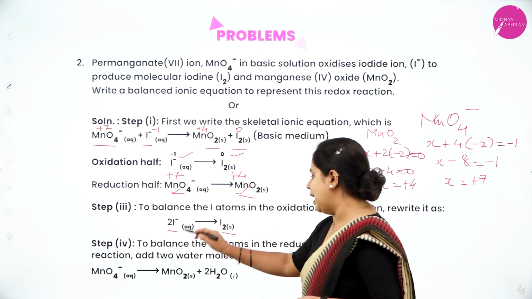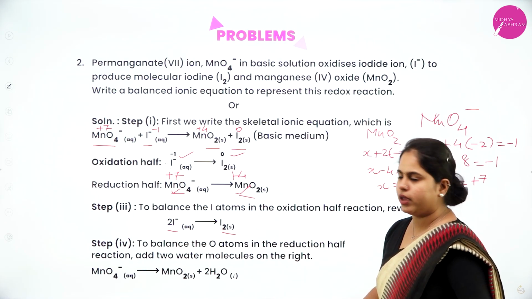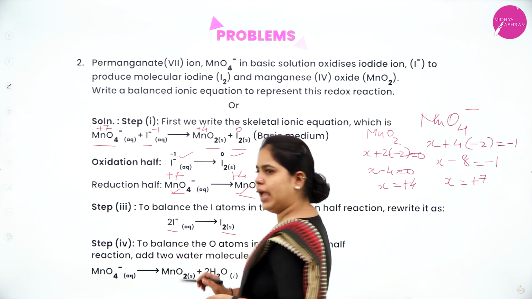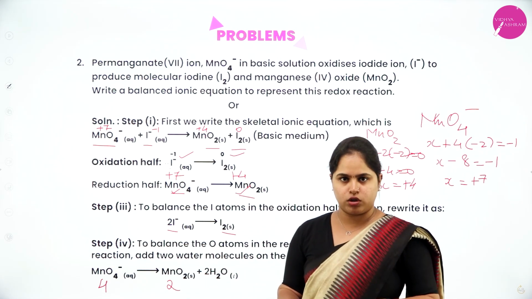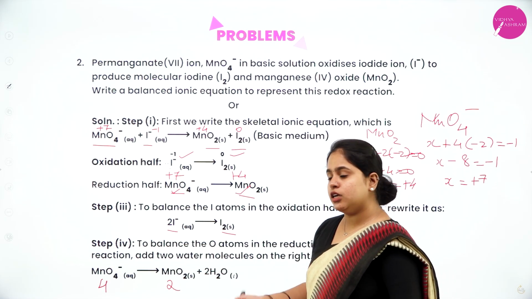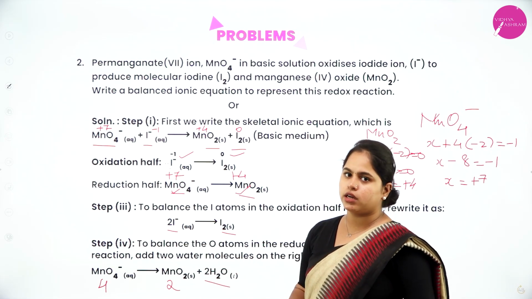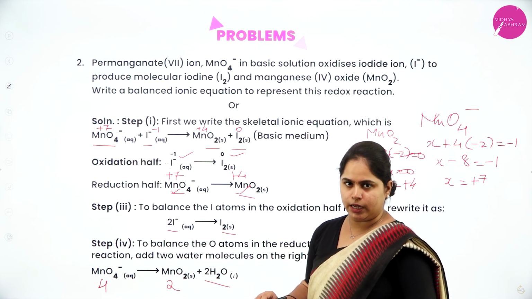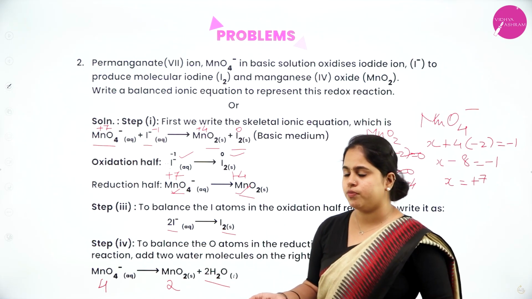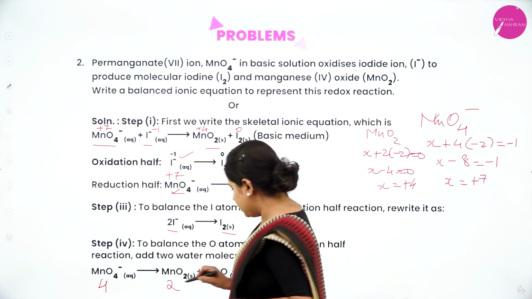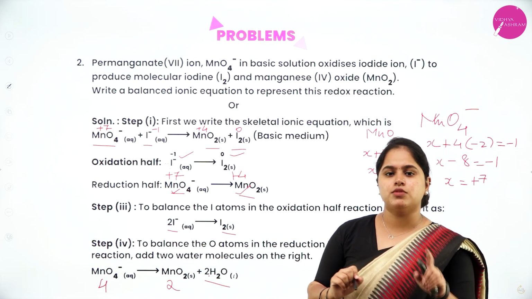Right. Now the next step is to balance the oxygen atoms in the reduction half reaction. Add 2 water molecules on the right. Okay. So you have MnO4 minus which is giving MnO2. So here you have 4 atoms of oxygen. You have 2 atoms of oxygen. So to balance this, you need to add 2 atoms of oxygen here, right? So that means you have to add 2 molecules of water. So you add 2 molecules of water here. So that is the first step. Now, if it was an acidic medium, what you are supposed to do? You are supposed to add, that is 2 into 2, 4H plus ions here. But this is in basic medium. So there is a slight change.